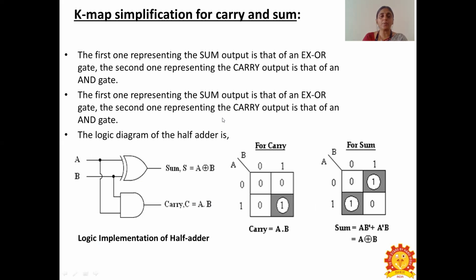And in the logic diagram of the half adder, sum S is equal to A XOR B, where we get the connection with one input from A and another input from B for the AND gate and for the XOR gate. And here is the K-map reduction which has been done, where we get this expression: sum is equal to A B' plus A' B, which can be represented as A XOR B, and carry can be represented as the product of A and B.